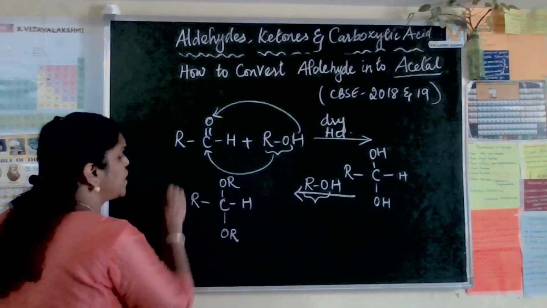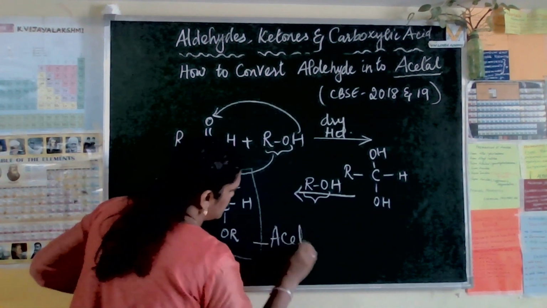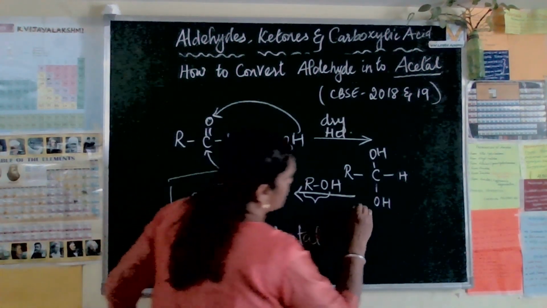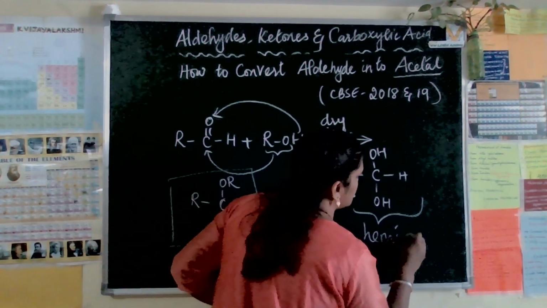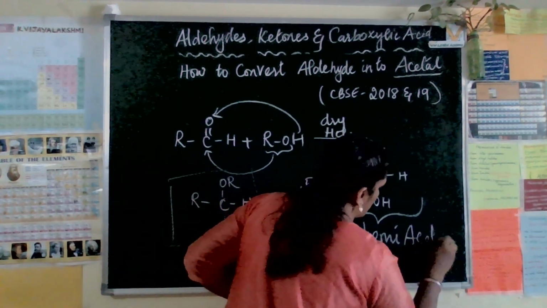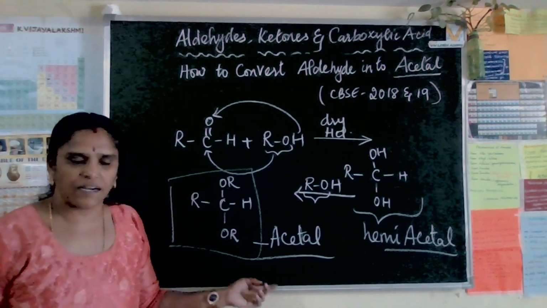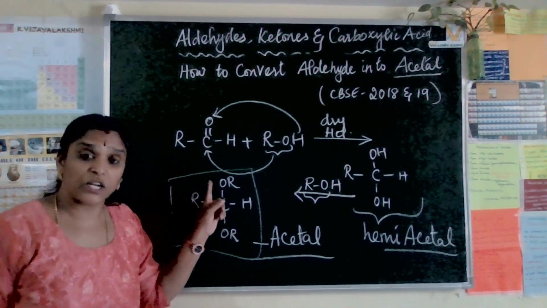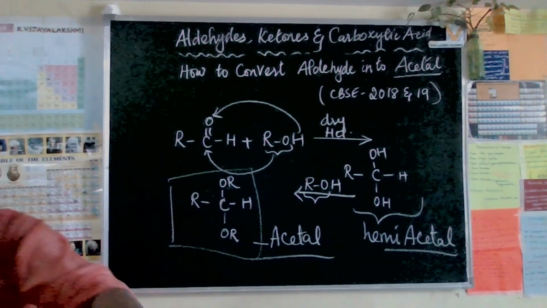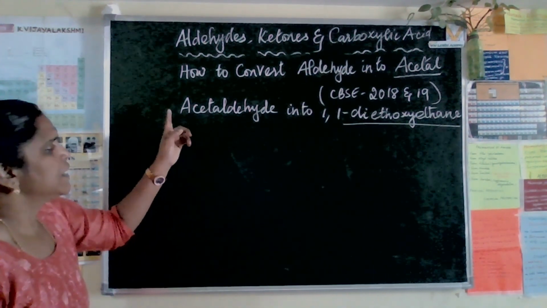So this one is called acetal, and this form is called hemiacetal. Hemi means half. Hemiacetal, right? You got it? How to bring this formation? Okay, we'll go for that particular formula, the same related concept but an important question.